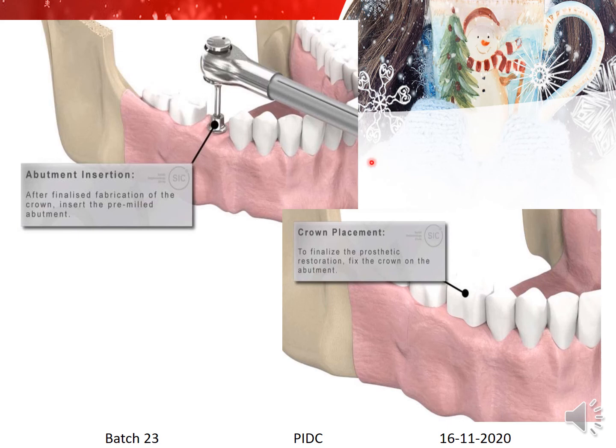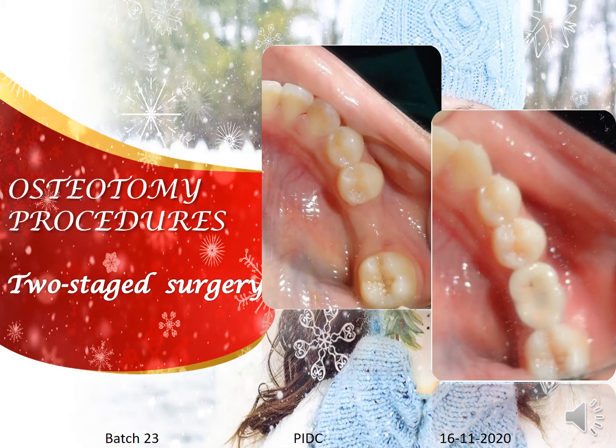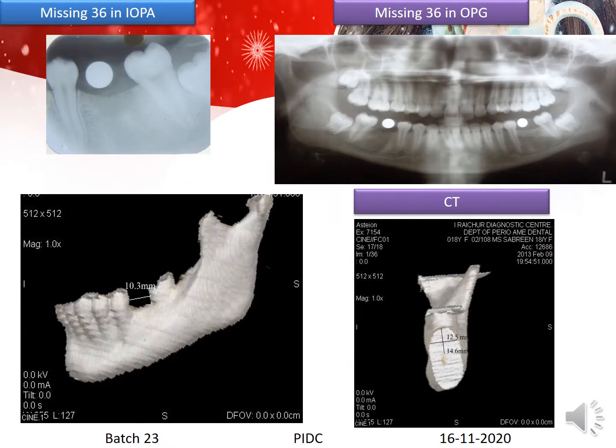Once the prosthesis is fabricated and ready for delivery, you are going to insert the pre-milled abutment, followed by which you are going to insert the prosthesis. Again, this abutment can be either a screw type or a cement type of abutment, and you can see the final prosthesis which is placed. So this is one of the surgical cases which we have done. You could see that it is a two-stage surgical procedure.